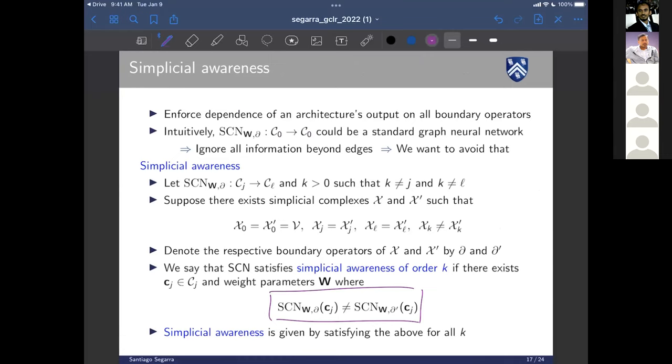If you have your simplicial complex network that is applied on, let's say, one simplicial complex defined by these delta operators and another one with the delta prime, and those two complexes differ only at the kth level, okay, maybe they have the same nodes and same edges but different triangles, then there must exist at least some input Cj and some weights W such that the output is different. So there is some way of seeing that the triangles are different between these two things, right? If the simplicial complex network is completely myopic to the triangles, then that wouldn't exist. Okay? It's not that you have to use it for your task at hand, right? But at least for some input and some weights W, these two must differ. Right? And if that is true for any k, then we say that the architecture is simplicial aware. Okay. So that's the essence of this.